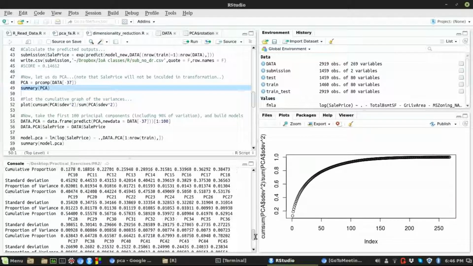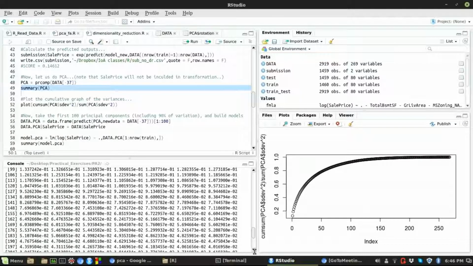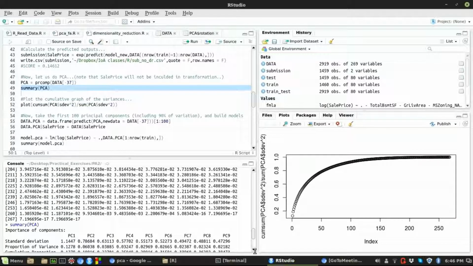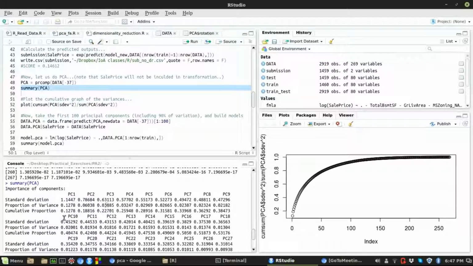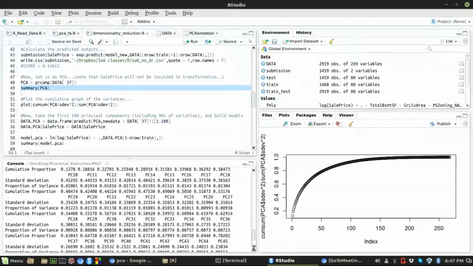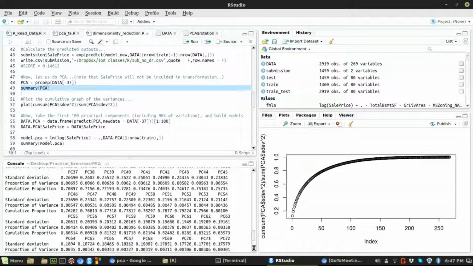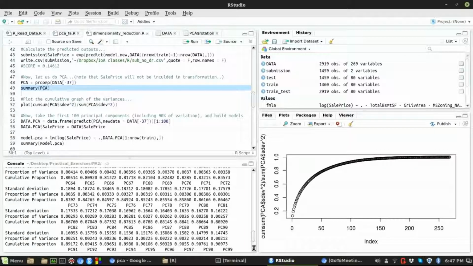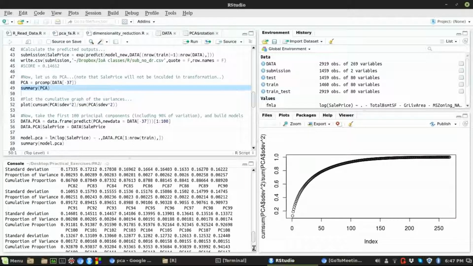The first principal component itself contains 12% of the variance. PC1 plus PC2 has 18%. PC1 plus PC2 plus PC3 has 22% of the variance, and so on. You go down to PC100 and you would have probably gotten at least 90%. Right? So PC100 contains 90% of the variance of the total data. So keep 90% of the variance and build the model.